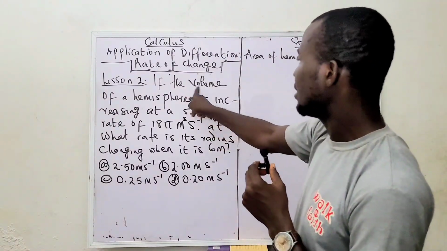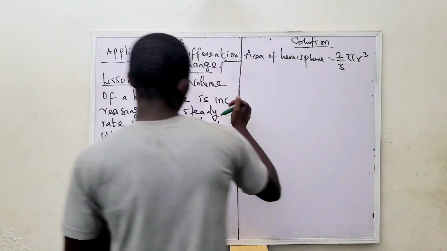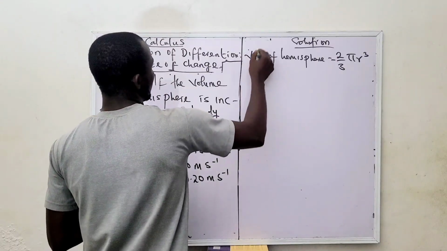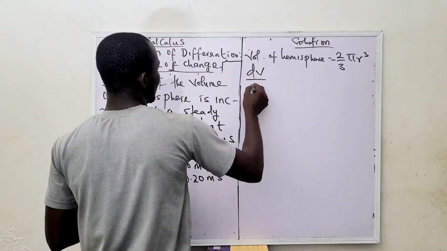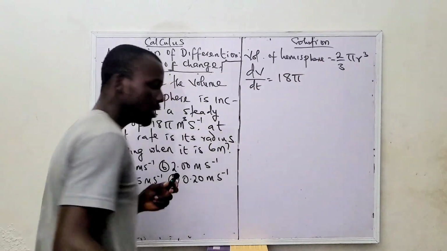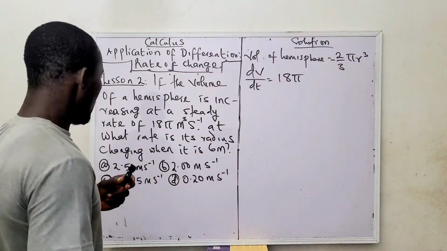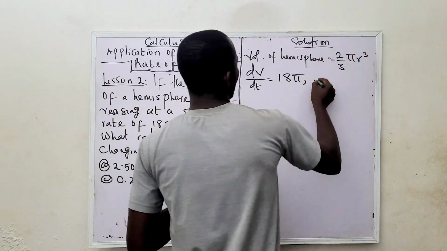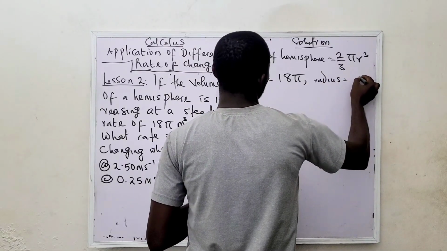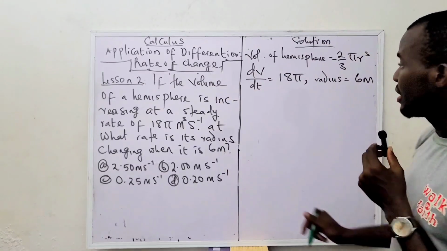We know that if the volume is increasing at a steady rate, the rate of change of the volume, that's dV over dt, is 18 pi. Let's ignore the unit for now. And we are given the radius. Radius equals 6 meters. The radius is given as 6 meters.